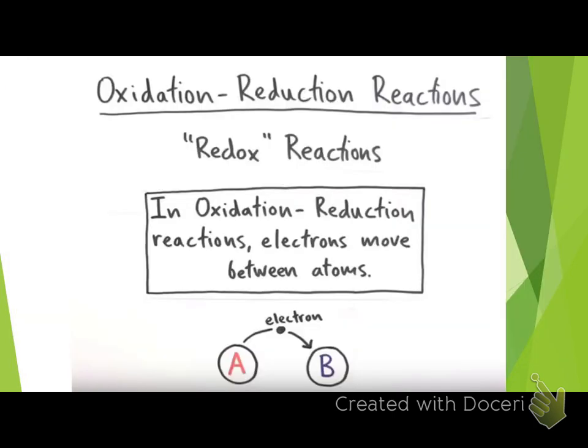So what is redox? When we look at redox equations, we want to look at what the electrons are doing as we move through this equation. That's what you need to know about why we do this. We want to look at what is happening to electrons as we move from the reactants to the products.